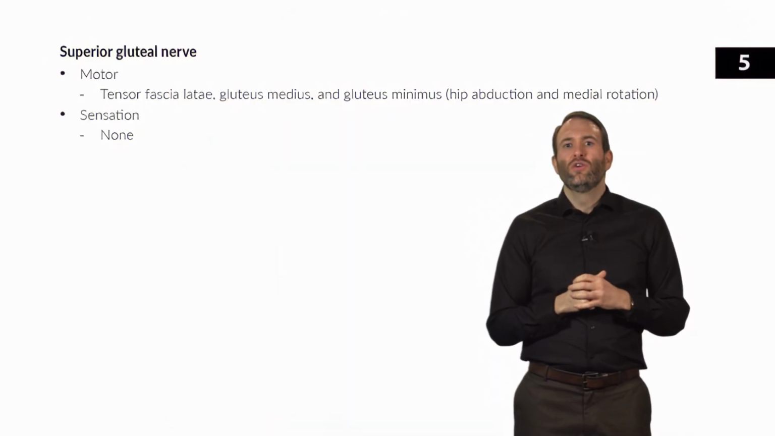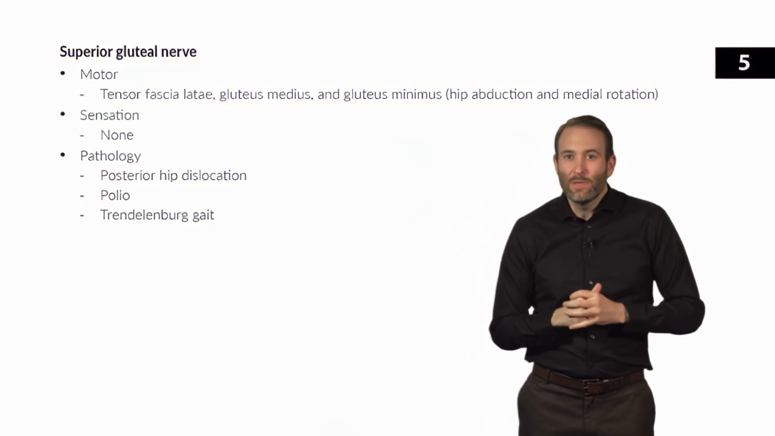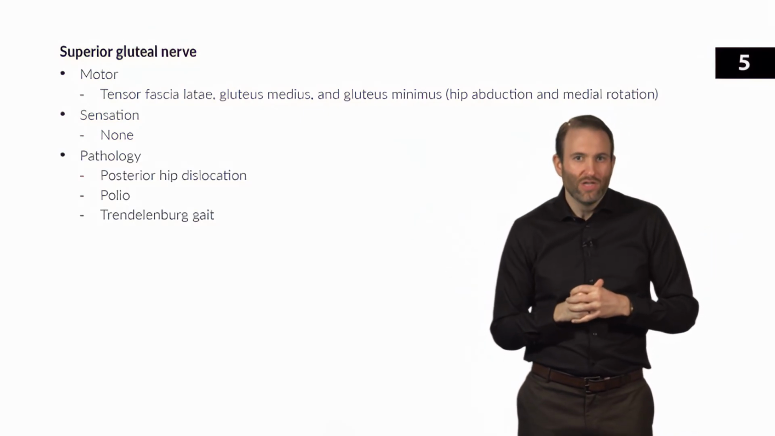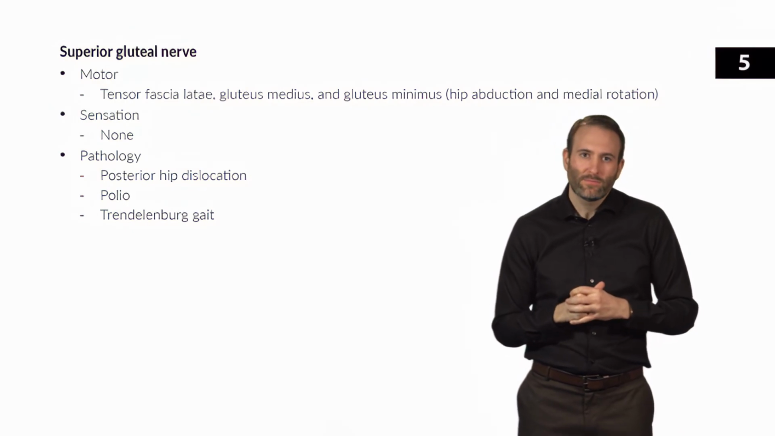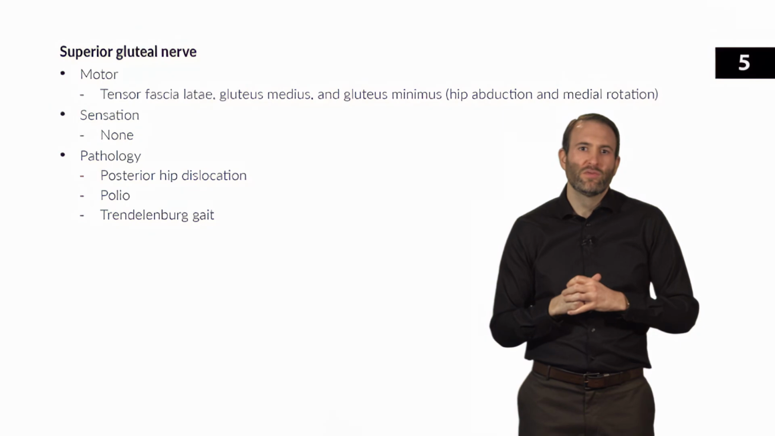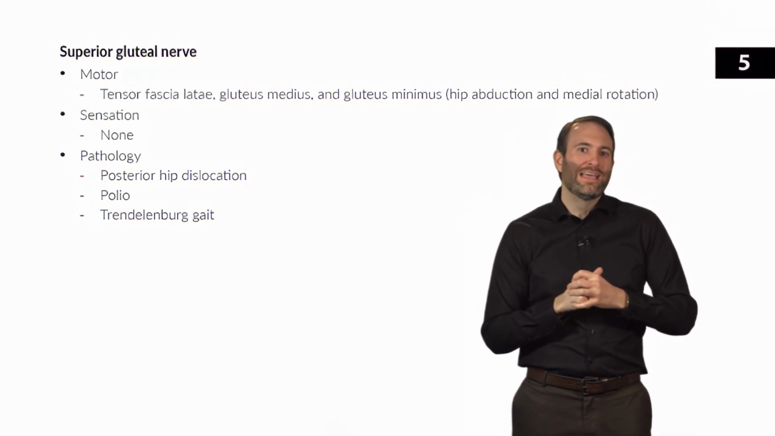Now the superior gluteal nerve does not supply any sensation to the leg, so that's easy. This nerve tends to be injured with posterior dislocation of the hip. It's also famously injured in polio as well. An injury to the superior gluteal nerve gives rise to a characteristic type of gait called the Trendelenburg gait.